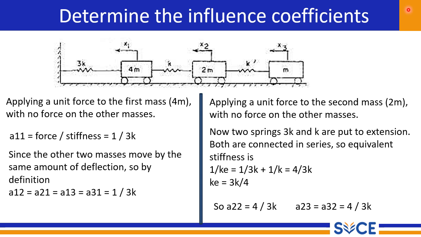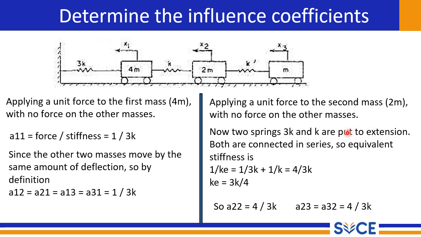Now here is a key point. Because of the way the masses and springs are connected in this initial scenario, the other two masses will also move by exactly the same deflection as the first mass. This leads us to an important property of influence coefficients: the deflection of mass i due to unit force at j is equal to the deflection of mass j due to unit force at mass i. That's how we got A12 equal to A21.